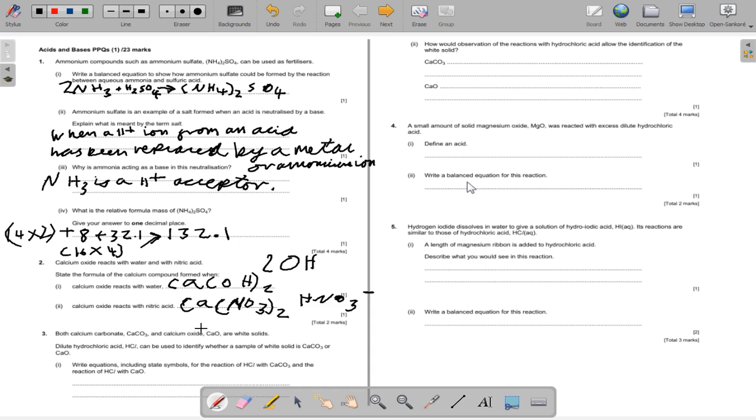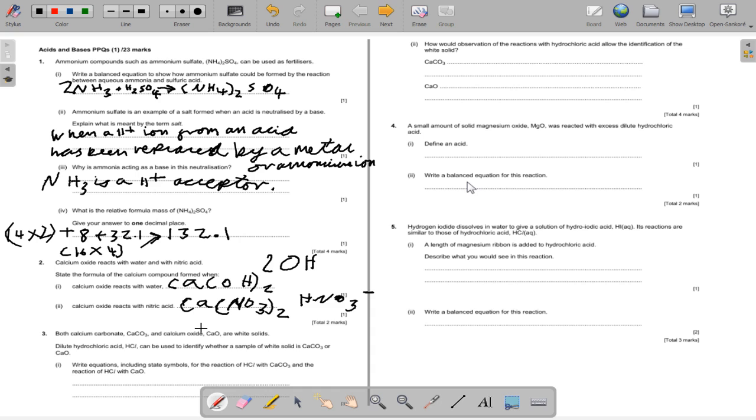So for question 3 now, both calcium carbonate, CaCO3, and calcium oxide, CaO, are white solids. Dilute hydrochloric acid, HCl, can be used to identify whether a sample of the white solid is CaCO3 or CaO. Write the equations including the state symbols for the reaction of HCl with CaCO3 and the reaction of HCl with CaO.